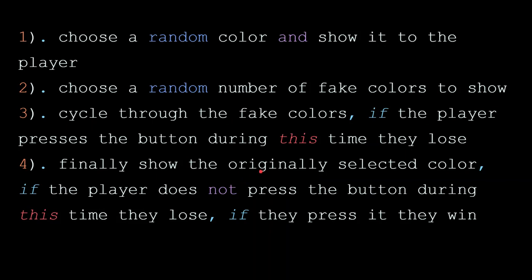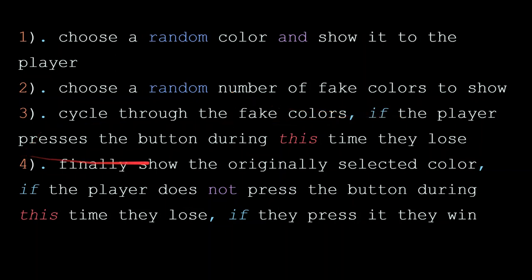So we're going to choose a random color and show it to the player. Once that's done, we're going to choose a random number of fake colors to show. So how many fake colors are we going to show in that series? Then we're going to cycle through all those fake colors, like we're going to make a new fake color that many times that we chose randomly. Of course, it's going to have some type of range. And then we're going to say a certain amount of time, and after that, we switch to the next color.